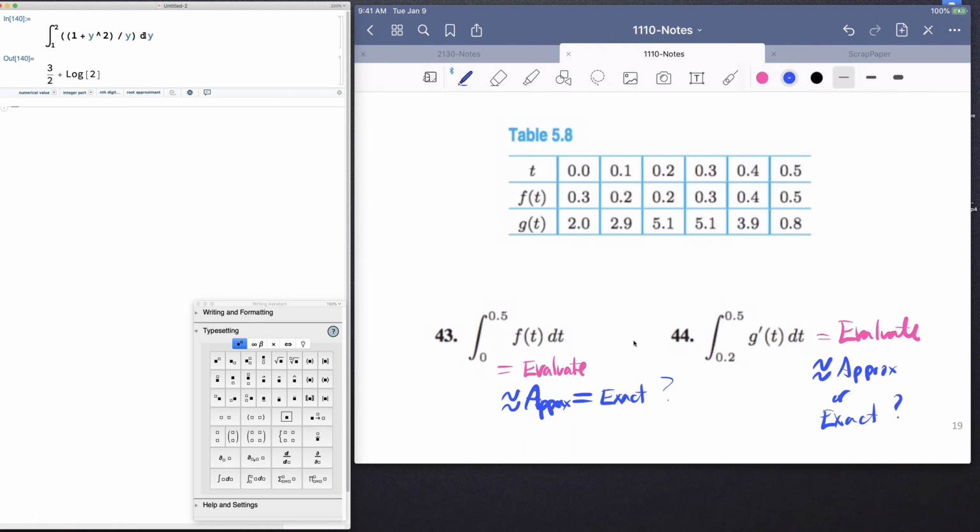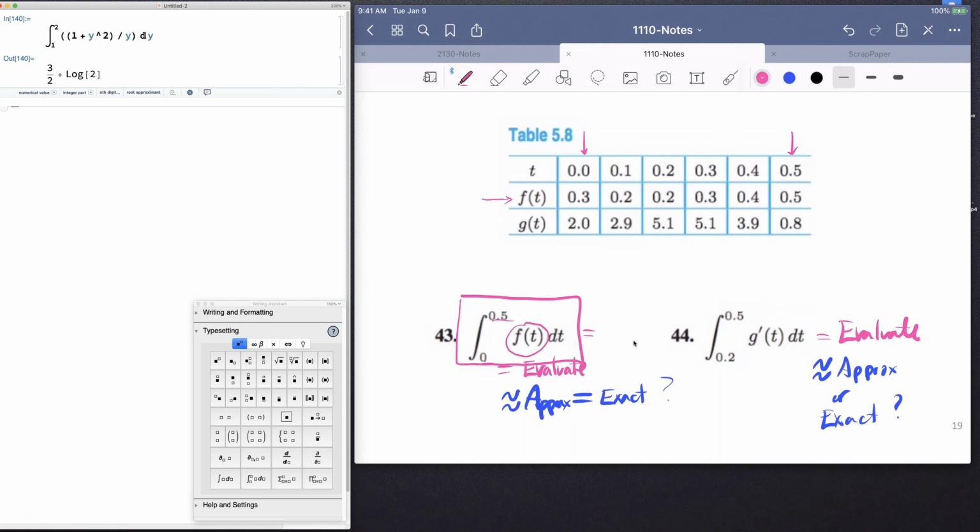Okay, so let's take a look at the information we have. It's very important to look at the question we've been asked and the data that we have. Here we're being asked to find the definite integral from 0 to 0.5 of the function f of t. So I'm looking at the values of time here, 0 to 0.5, and we have some function values. Now we don't know what this function f of t is.